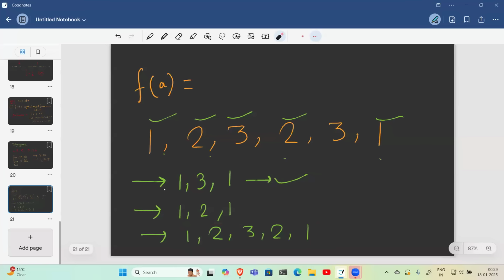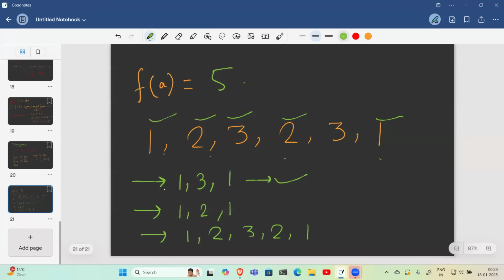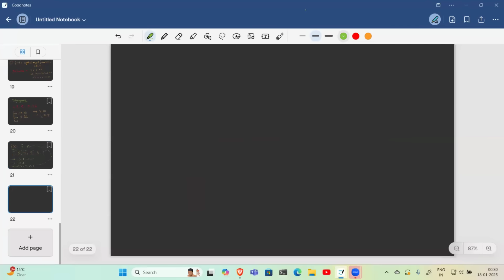The only way to get a palindromic subsequence which is larger than 5 is to have a subsequence of length 6, but that would mean the entire array, which is itself not a palindrome. So the value of f of a in this case is 5. So whenever you are given any array, how to find the value of f of a? Look at all subsequences which are palindromes and return the longest length basically. That would return the length of the longest palindromic subsequence.